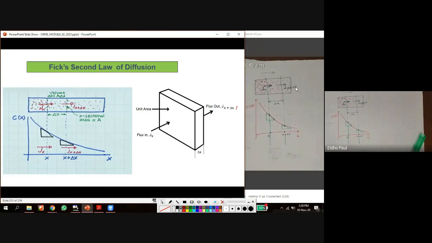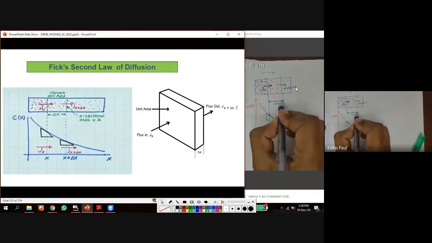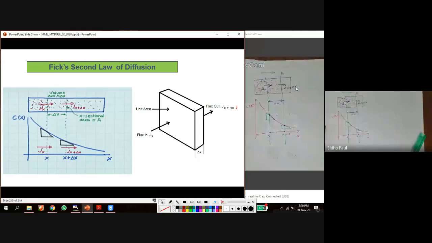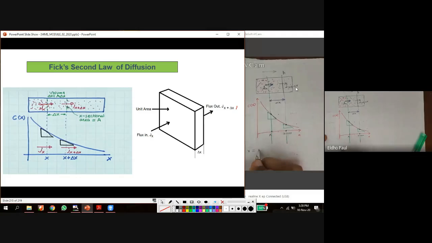Next we are going to find what change happens in the concentration for a volume. Here this is delta x and we have cross-section area A. Then what is the volume? Volume will be equal to A into delta x. So here I am going to find out what change happens in the concentration in the volume delta V.